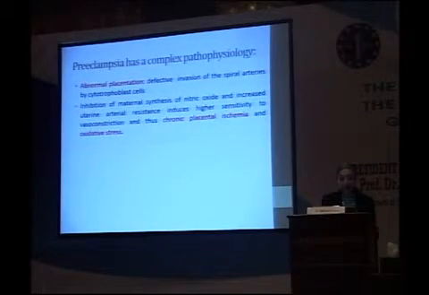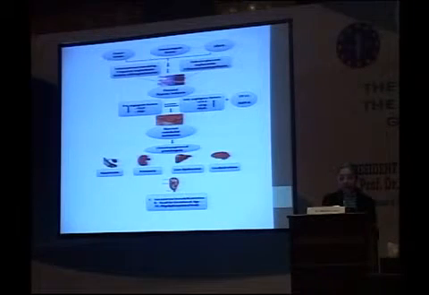and chronic placental ischemia. All those lead to maternal symptoms and also endothelial destruction due to an imbalance between the pro-angiogenic factors like vascular endothelial growth factor and placental growth factor, which decrease, with elevation of anti-angiogenic factors like soluble endoglin and soluble fms-like tyrosine kinase 1.